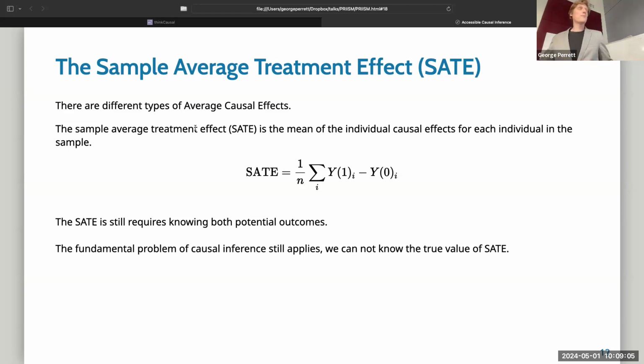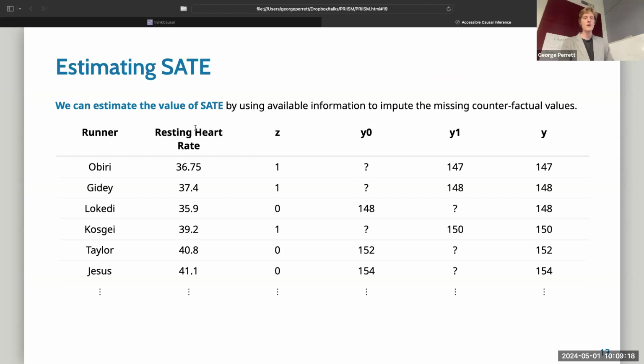Now, the fundamental problem of causal inference still applies here. In the definition of SATE, we have both potential outcomes, and we don't observe both. We can never observe both. So what do we do? How do we move forward? Well, the idea is we can use the information we do observe to help impute the missing counterfactual value. So causal inference is really a missing data problem, where we're going to be imputing and filling in these missing potential outcomes for each person, and then we can take that average to estimate the SATE.